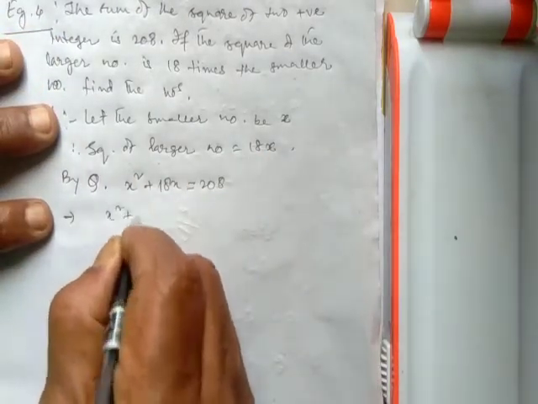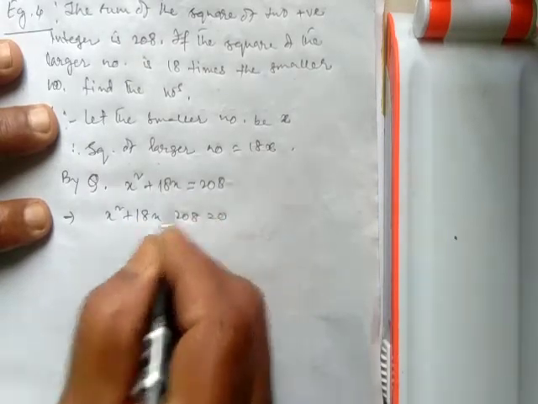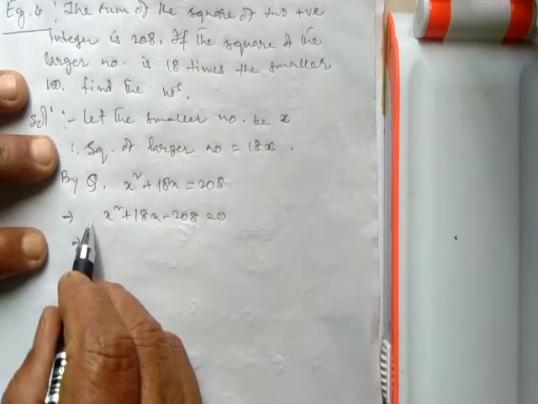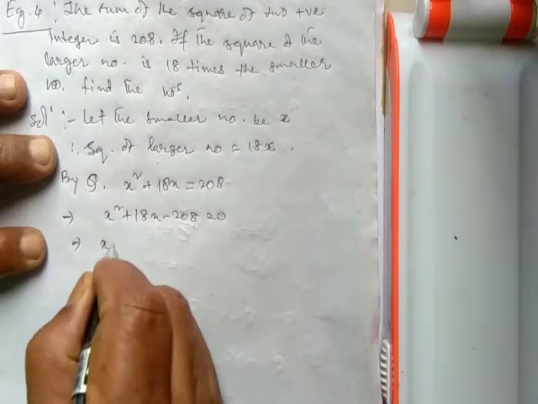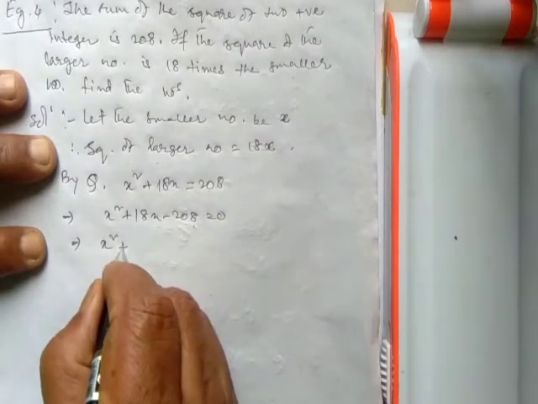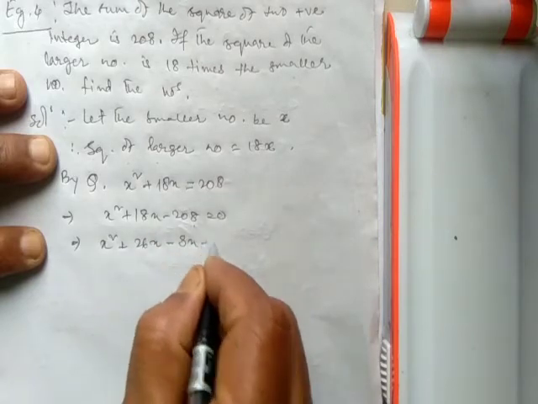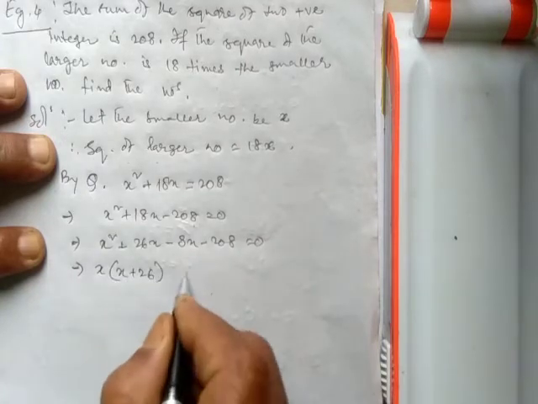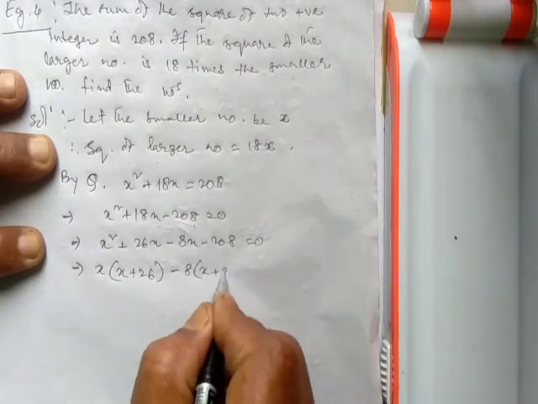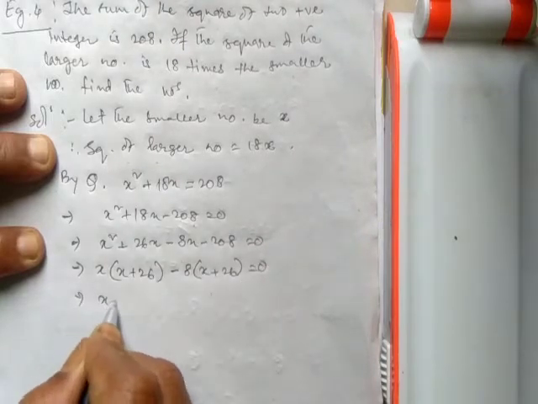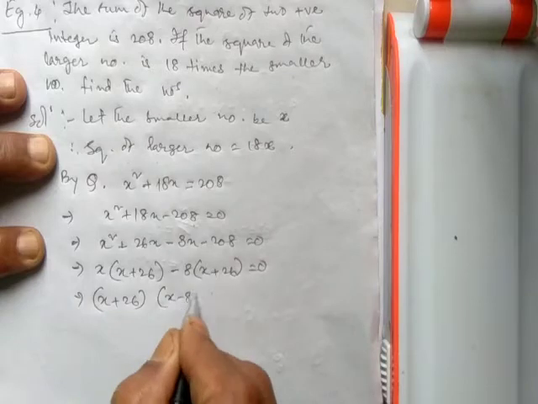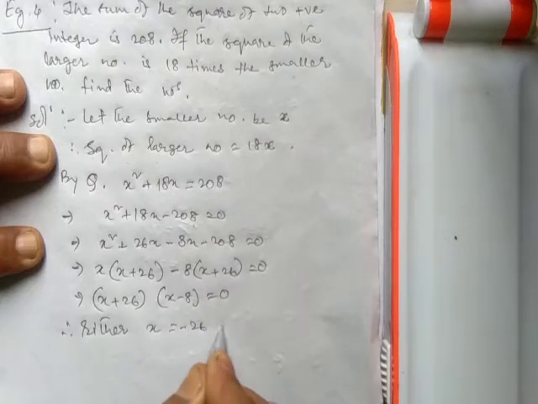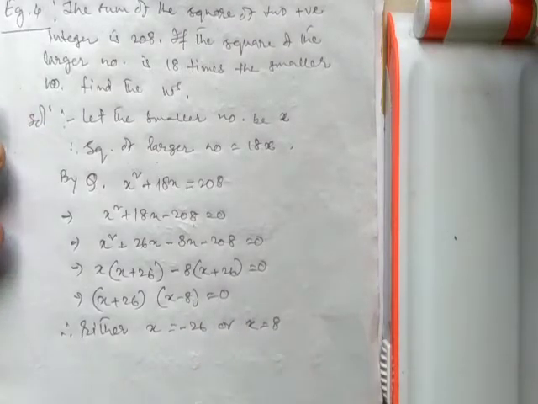This implies x square plus 18x minus 208 is equal to 0. I am applying factorization. This implies 208 into 1 is 208, 26 into 8 is 208. So x square plus 26x minus 8x minus 208 is equal to 0. This implies x common, x plus 26 minus 8 into x plus 26 is equal to 0. This implies x plus 26 into x minus 8 is equal to 0. Therefore either x is equal to minus 26 or x is equal to 8.